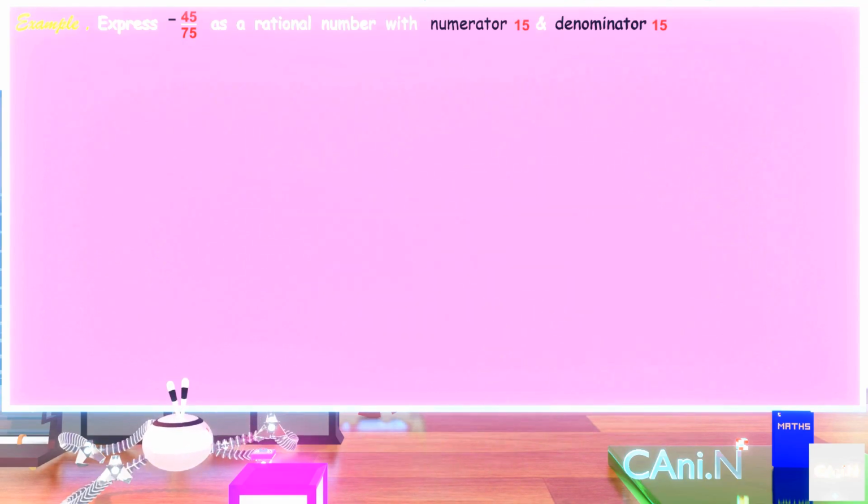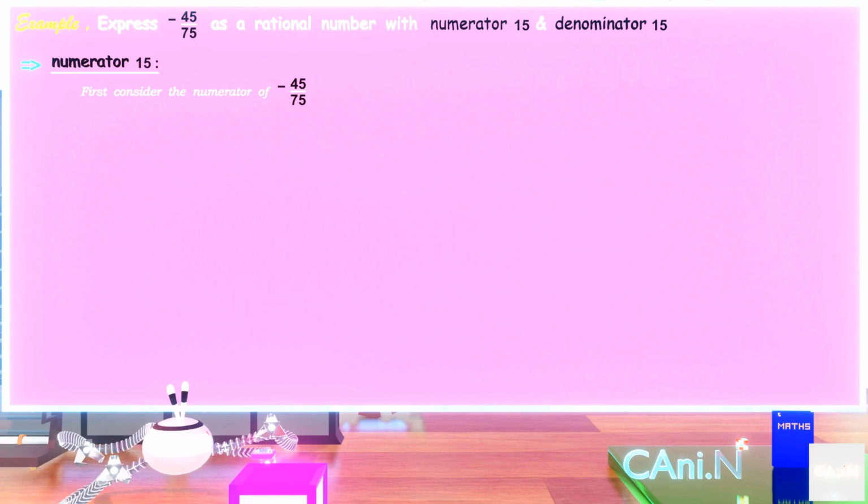Example. Express minus 45 by 75 as a rational number with numerator 15. Now, observe only the number and not the positive or negative sign. We see 45 is greater than 15, also 75 is greater than 15. So, we will use the division operation. So, for numerator as 15.